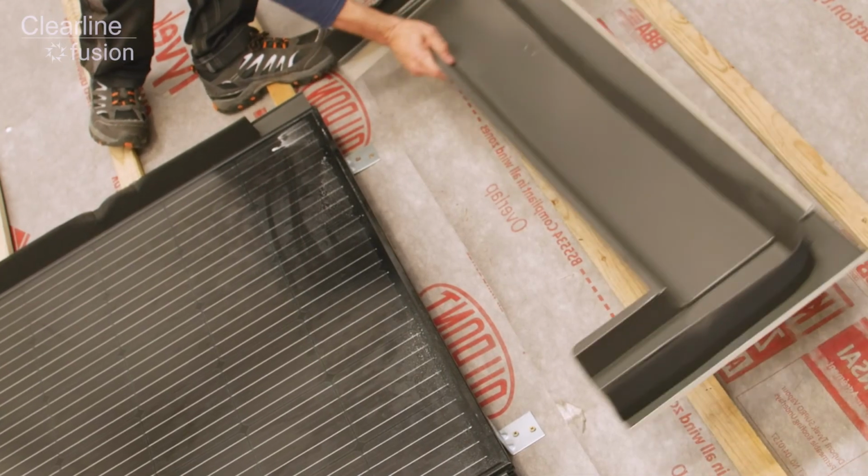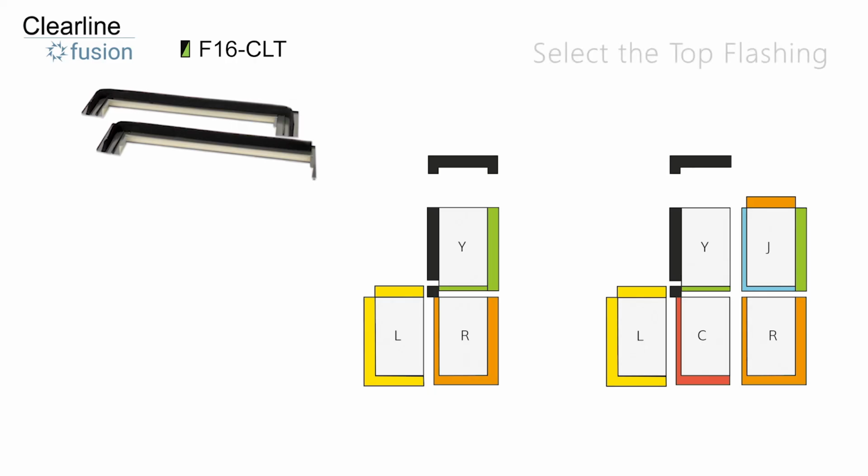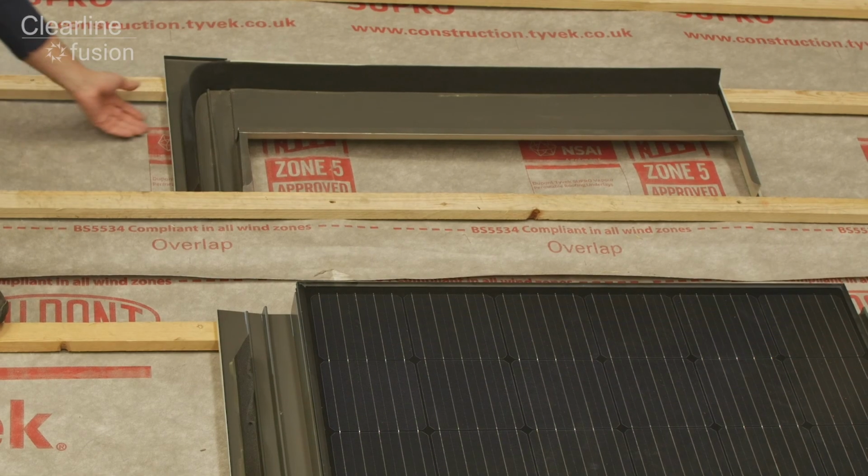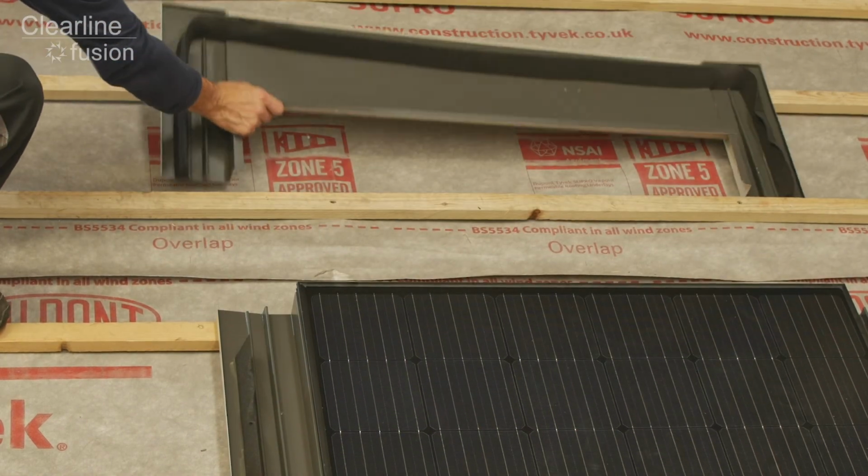Now fix in place the top flashing. The top flashing you need to use depends on whether the panel above the corner is the start of a row or on its own. Choose the correct flashing suitable for the array and set aside the other.